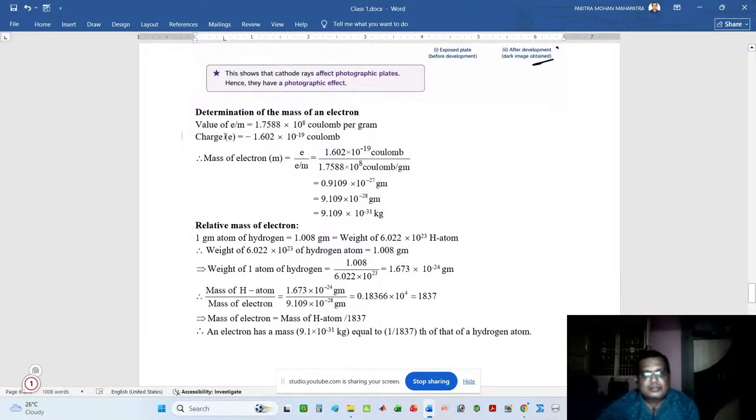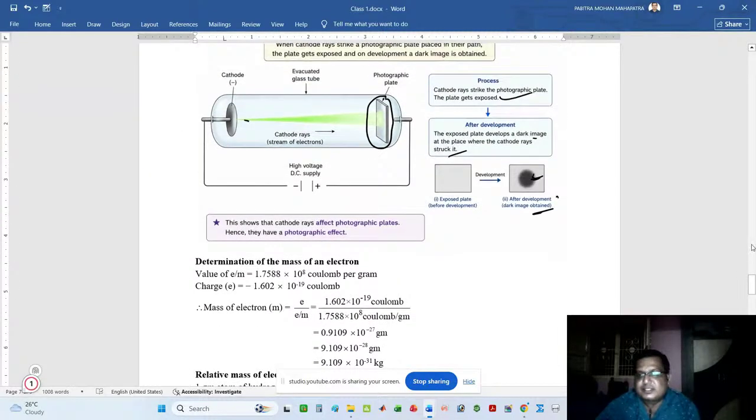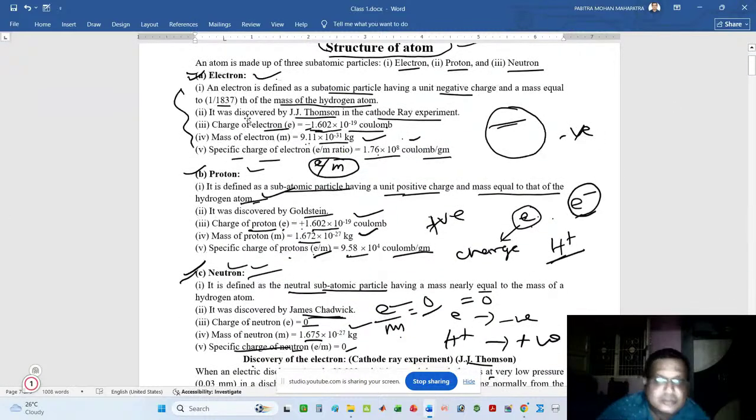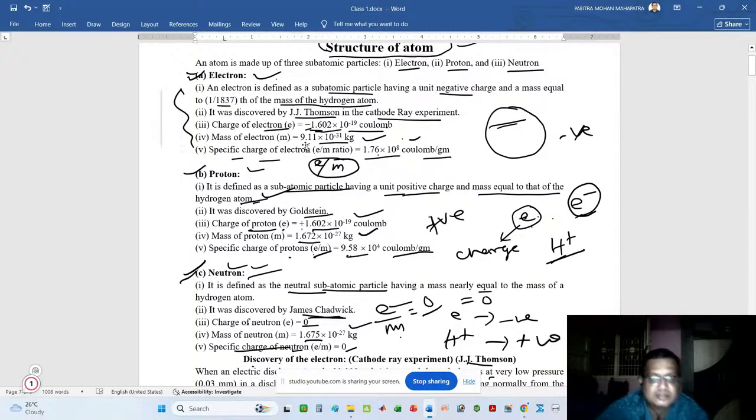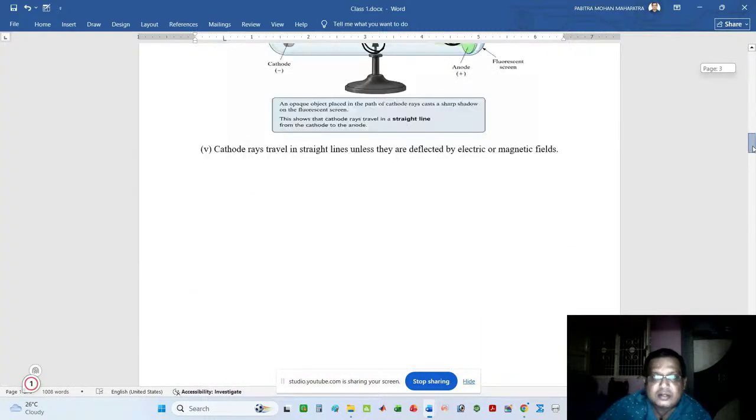Next, I want to move to the determination of the mass of an electron. We know the value of e/m, which means the specific charge. The three subatomic particles, electron, proton, and neutron, have specific charge values. We know that the specific charge of the electron is 1.76 × 10^8 coulomb per gram.